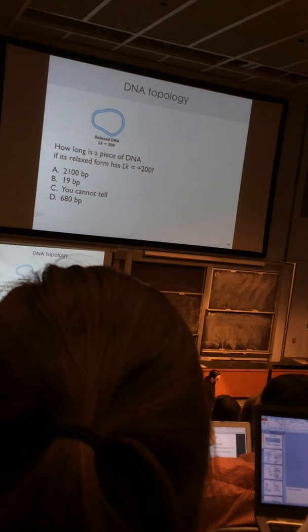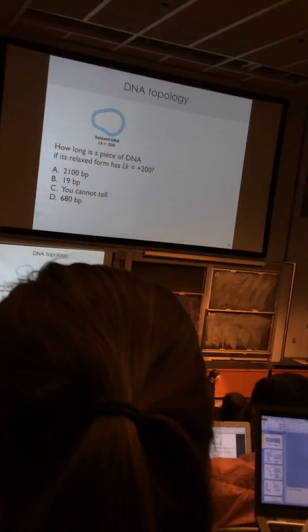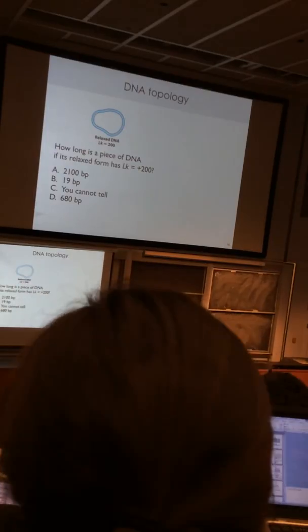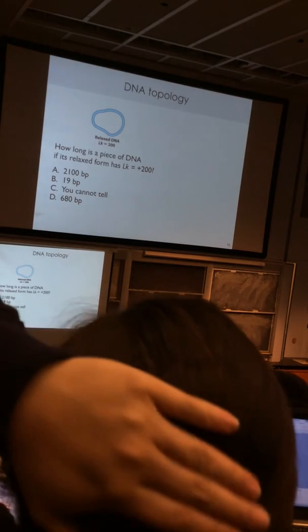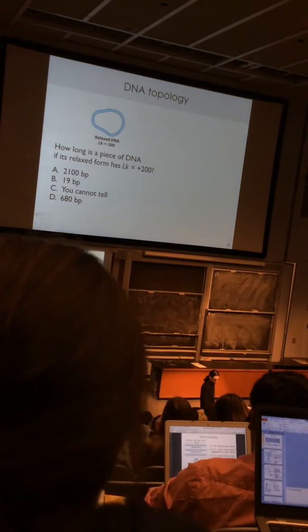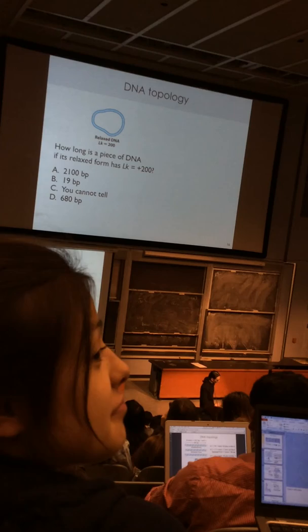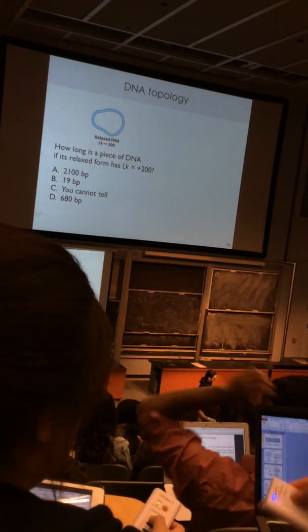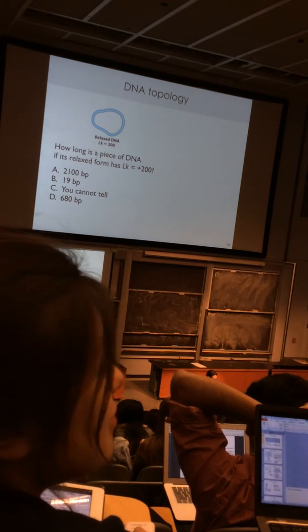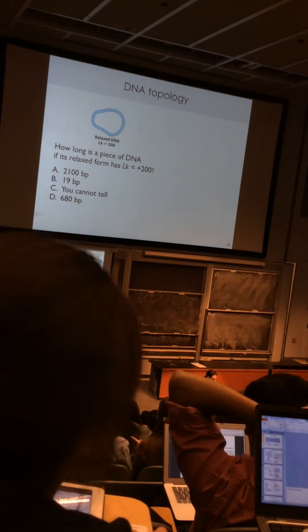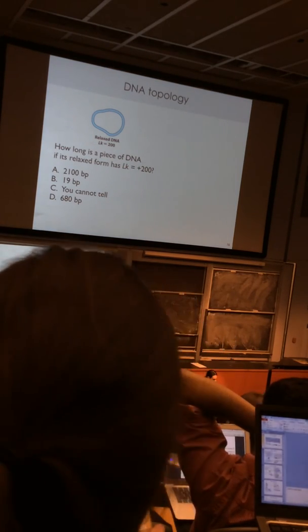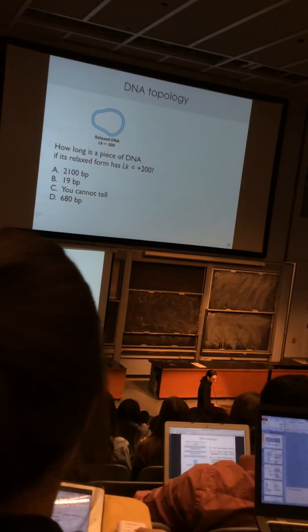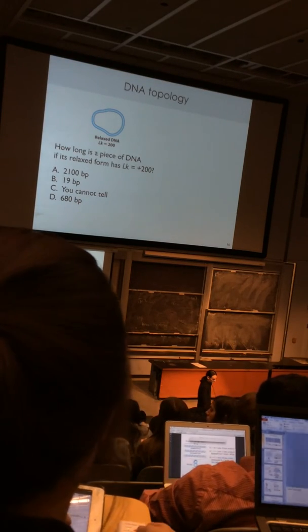Okay, blank. Linking number times base pairs per turn? So 200 times 10. Isn't it 2,000? That's not 19. It would be 2,000. 200 times 10. I think it's 21. Maybe you can't tell though, because you don't know how many turns this is. It says relaxed. So 8. We go with 8.